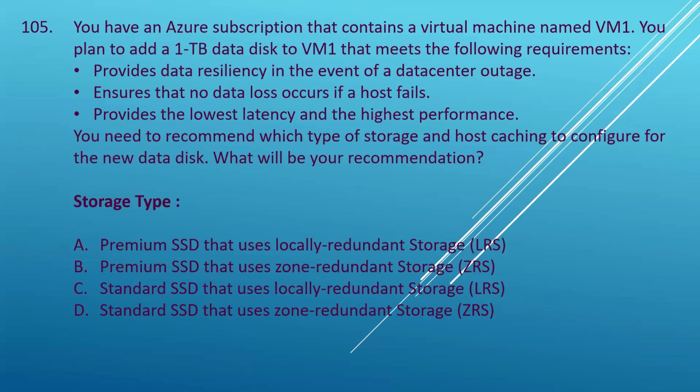Now, this question has multiple sub-questions. The first one is you need to tell which storage type you will choose. Your options are premium SSD that uses locally redundant storage. Then the next one is premium SSD that uses zone redundant storage. Third one is standard SSD that uses locally redundant storage. And the final storage type in the options is standard SSD that uses zone redundant storage.